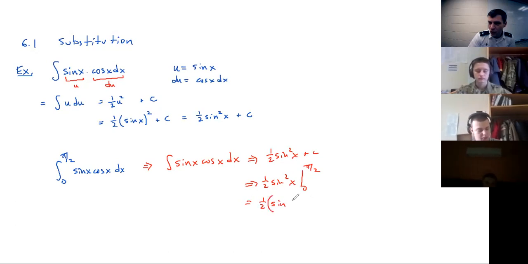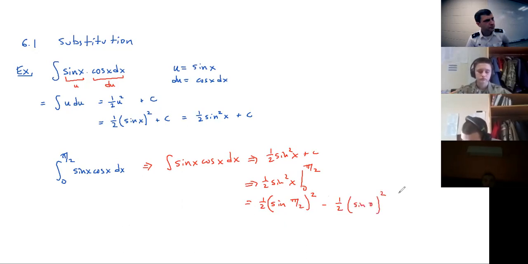And then I'll finish it up with, well, this is 1/2 sine, and I want to do this, put a parentheses around this, 1/2 sine of pi over 2 squared minus 1/2 parentheses sine of 0 squared, right? And when this is all done, what's sine of pi over 2? 1. And so 1/2 times 1 squared minus, what's sine of 0? 0. This is just 1/2.